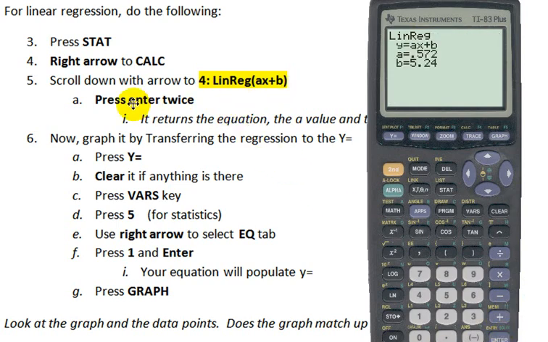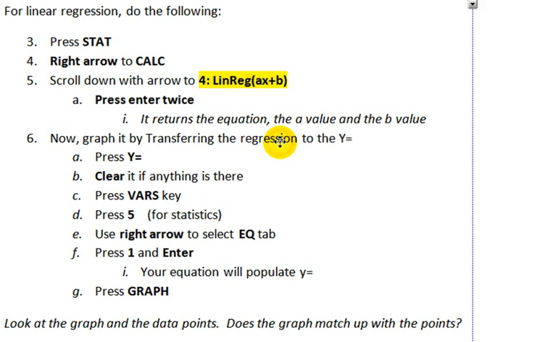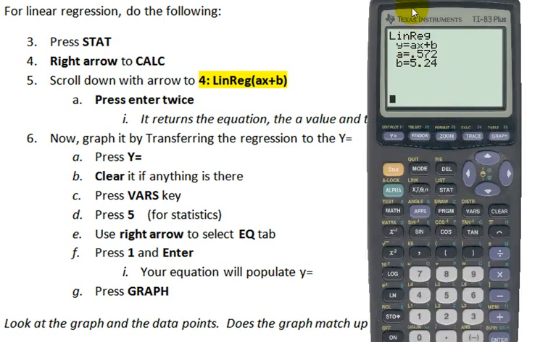I have pressed enter twice on here. I'm on a simulator, so on your calculator you might have to press it one more time. I'm not certain why that was there, but we had to do it that way last year. It may not be the case anymore, and it doesn't hurt to press enter twice anyway. Now what it has done is returned the equation, the a value, and the b value.